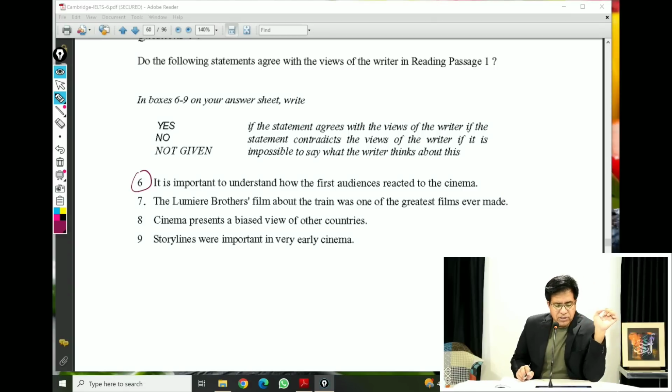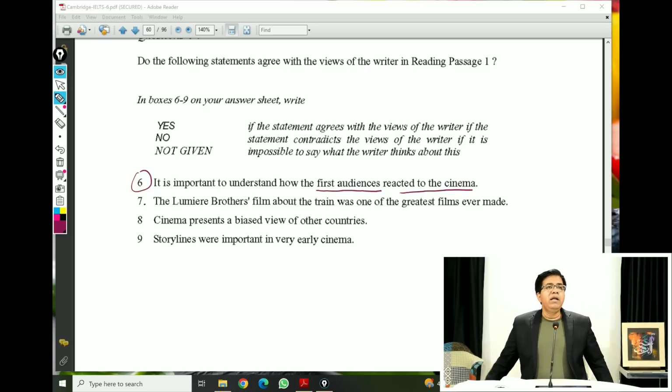It is important to understand how first audiences reacted to cinema. Underline first audiences and reacted to cinema. Now there is one thing which is your basic understanding. For example, you're going to read a passage about the history of cinema, right? So when they tell you the history of cinema, they are going to tell you about the first audience and their reaction. So such information is going to be in the first paragraphs. Why? Because they say when the first movie was made, the audience was surprised or anything like that, okay?